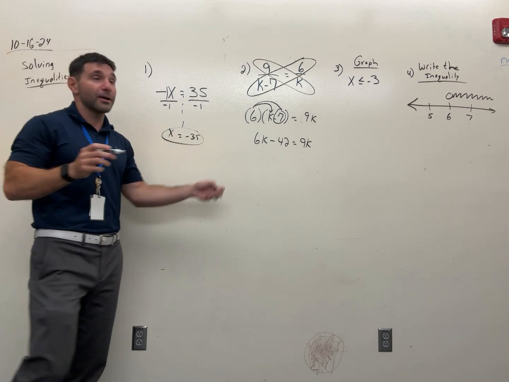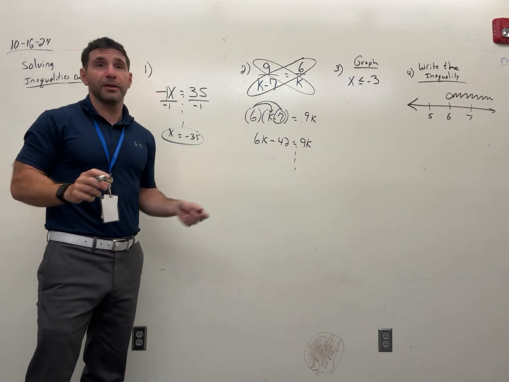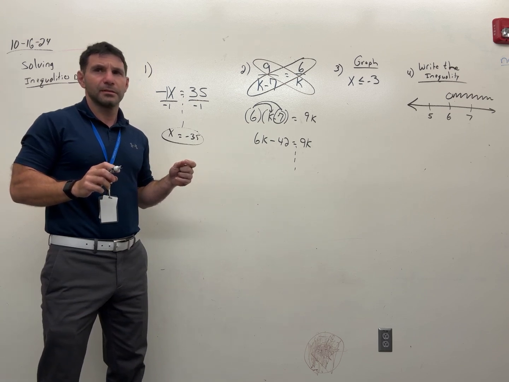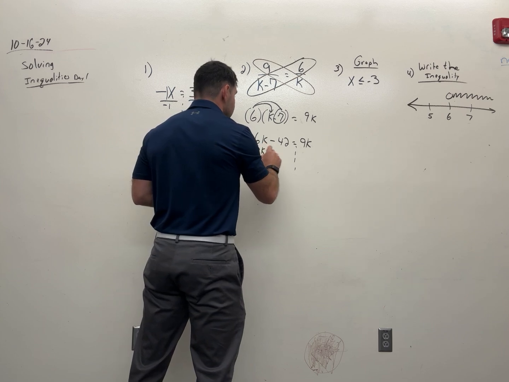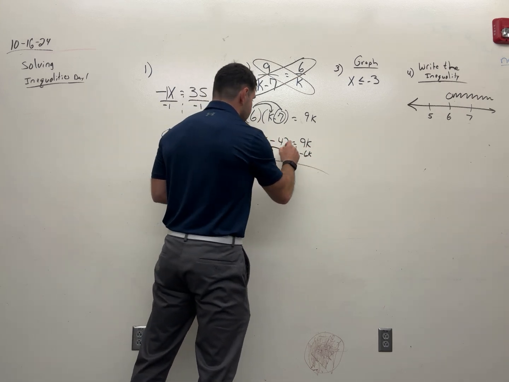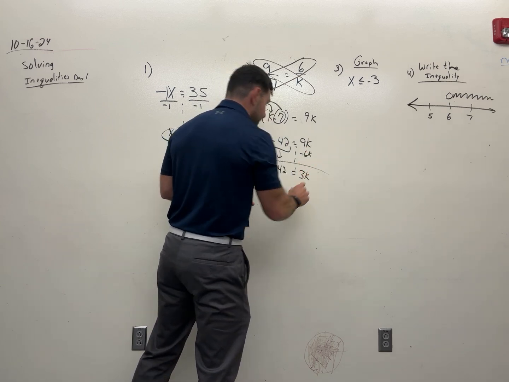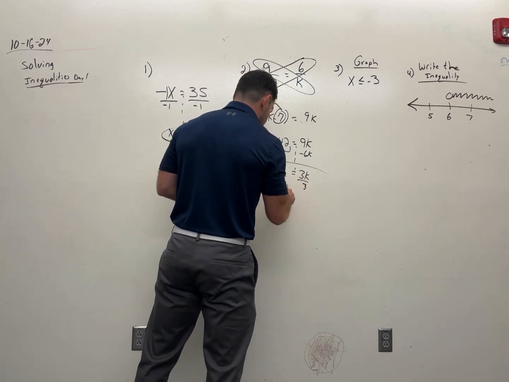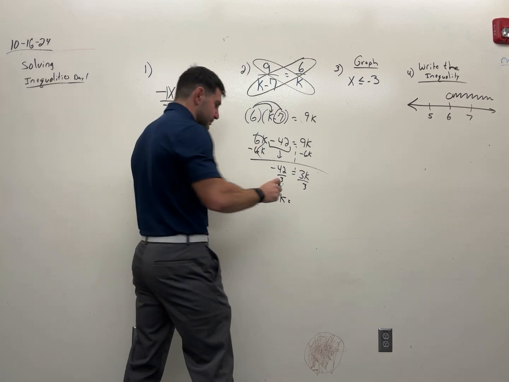Okay, so now I'm here. This is where it gets a little tricky. We need to combine our variables, right? How do I move 6k? Subtract 6, not just 6, but subtract the 6 k's from both sides. 6k minus 6k is 0 k's, they're gone. -42 equals 3k. Still with me here? Yeah. Divide by 3. k equals, somebody help me, I think -14.